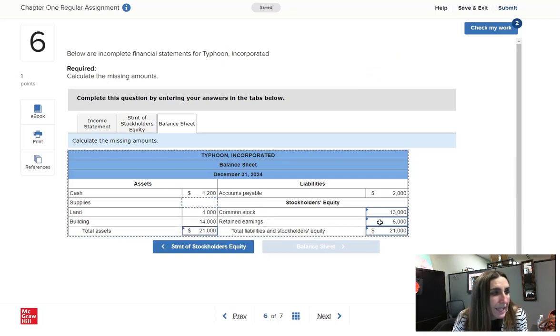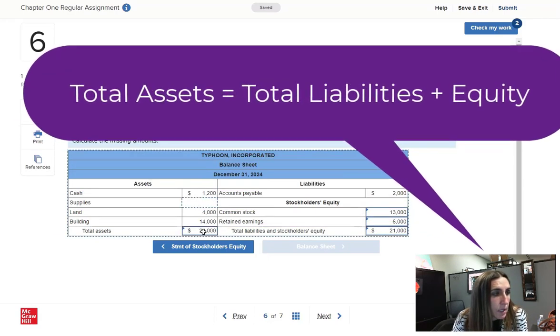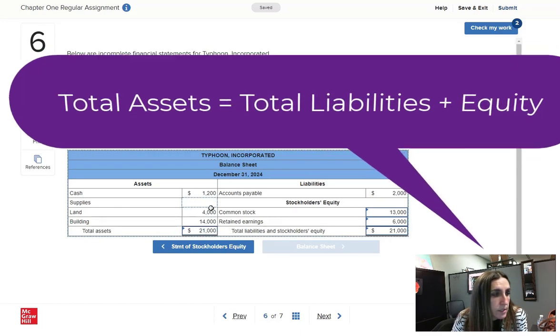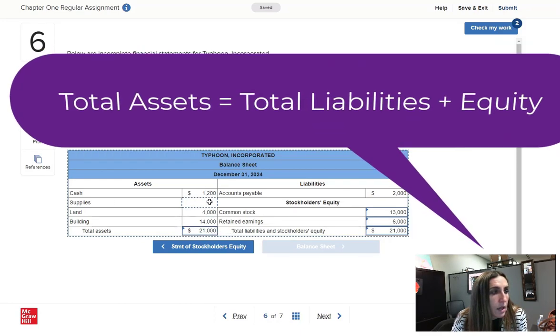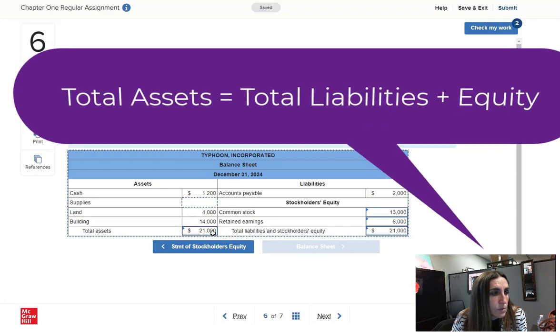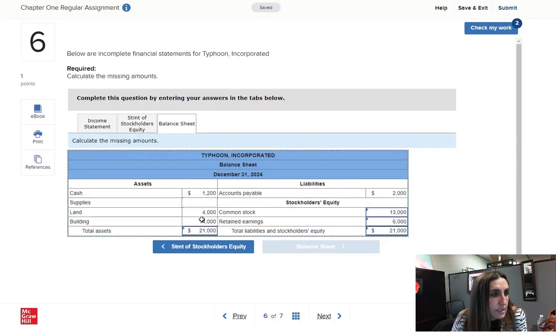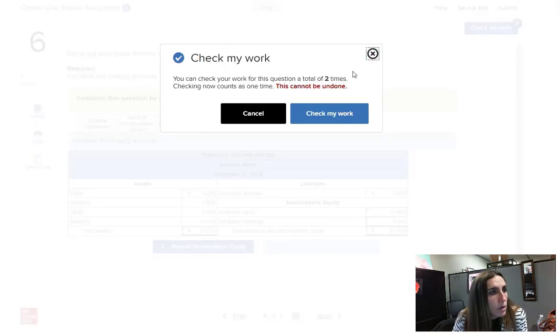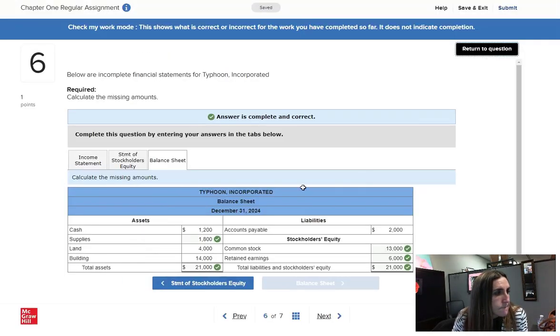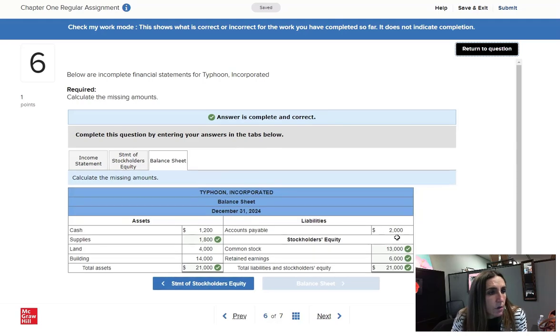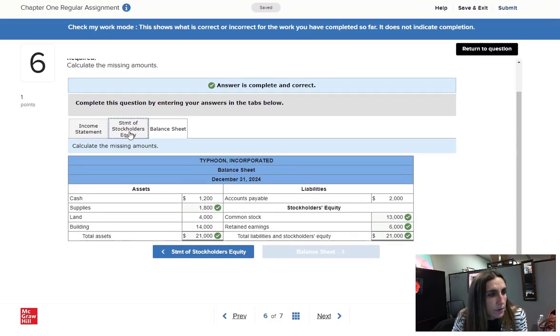So then I can back into the supplies. If I take the total here and subtract off all the other numbers I know, I can figure out my missing supplies value. So 21,000 minus 14 is 7. 7 minus 4 is 3. 3 minus 1,200. We should be looking at 1,800. And then I will check my work. Answers complete and correct. I don't have any missing values.